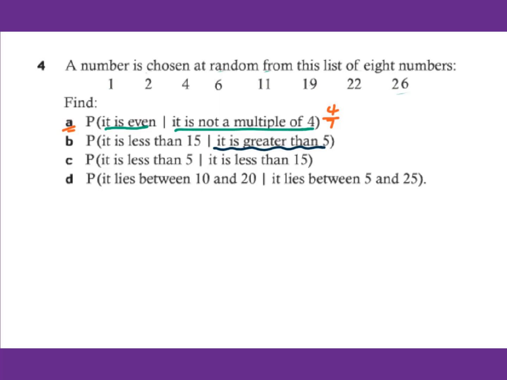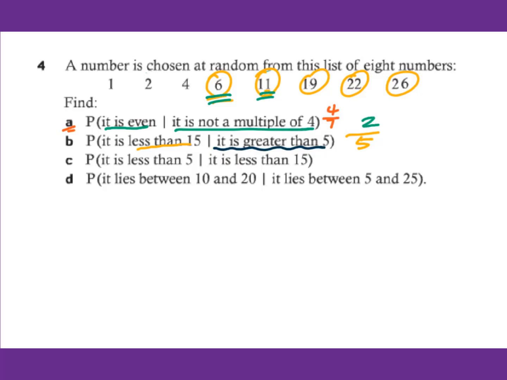So let's go to B. Given it is greater than 5, so we circle those greater than 5. This is 5 numbers. Then it's less than 15. You have 2. This is 5 total. Among these 5 numbers, we check which are less than 15, and it will be 2 of these. So we have 2 over 5.